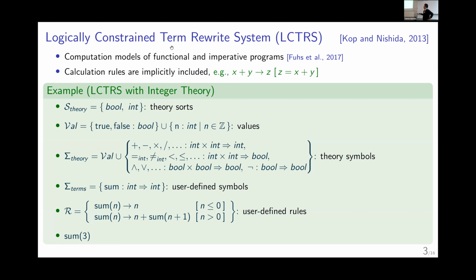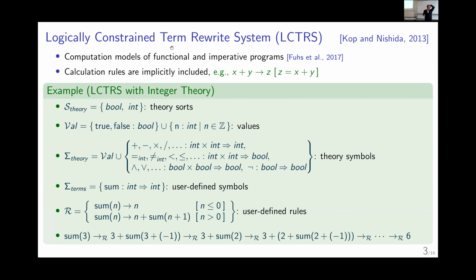Now we can declare user-defined symbols. In this case, sum, and this LCTRS computes the summation from 0 to a given number n. For the sum of 3, we apply the second rule and obtain this term. LCTRS includes the calculation rule implicitly, and thus we can compute 3 plus minus 1 and obtain this term, and we apply the second rule again, and finally we obtain 6.